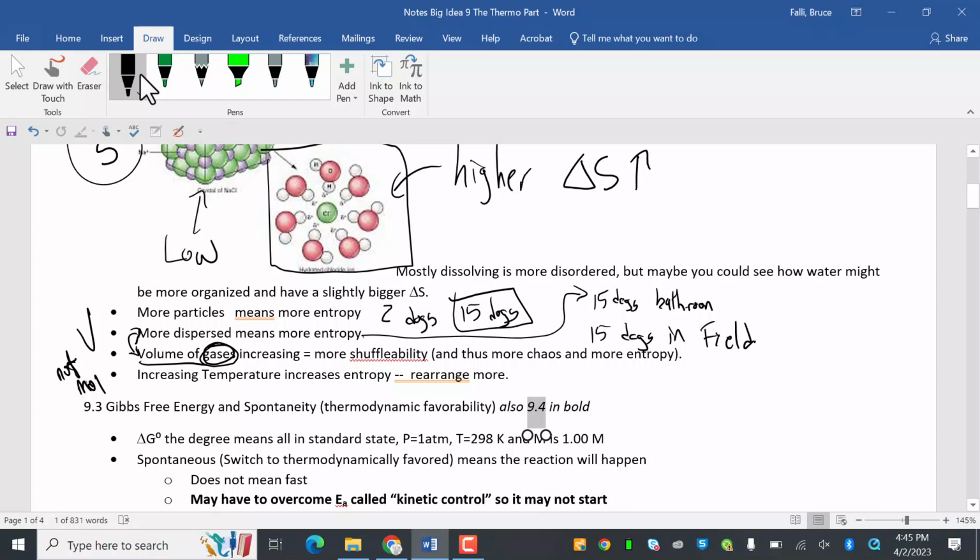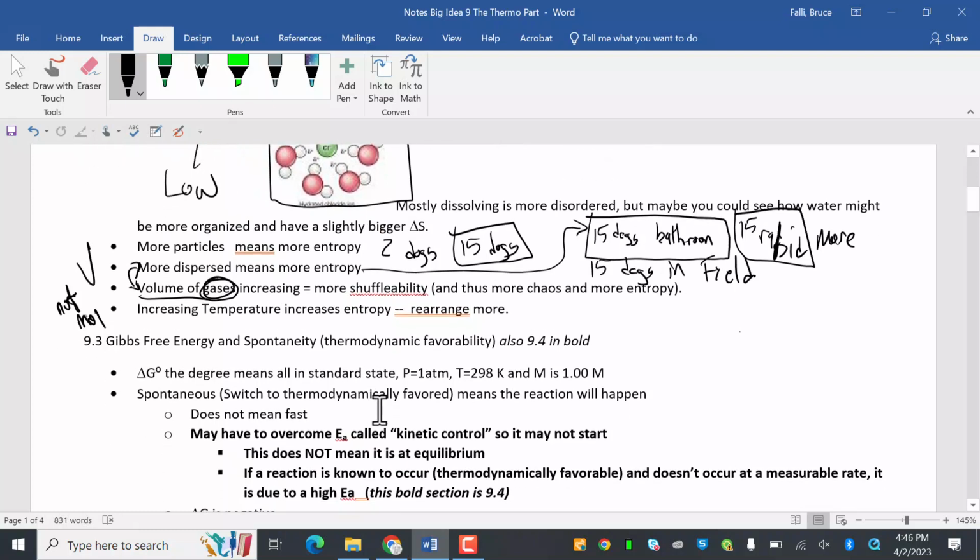So what makes a bigger mess? 15 dogs in a bathroom or 15 crazy rabid dogs? Rabid dogs. 15 rabid would have more because they have more energy. They're going, they're all over each other until they're dead, in which case they would have less entropy. So dead things have low entropy.